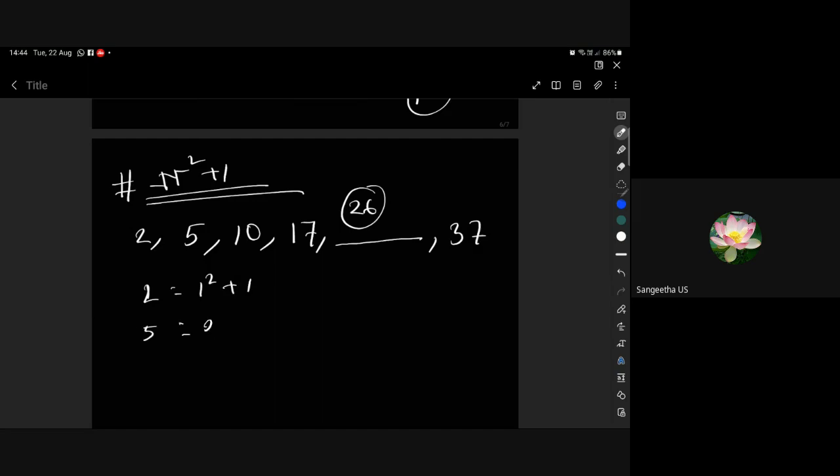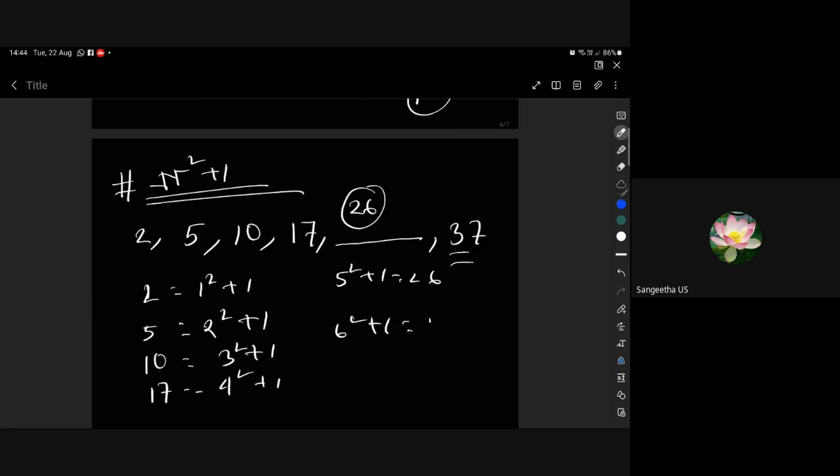5 we can write as 2 square plus 1. 10 we can write as 3 square plus 1. Then 17 we can write as 4 square plus 1. So next will be how much? 5 square plus 1 equal to 26. The next is 6 square plus 1. It will give you 37. So this is the answer, 26. Any doubt?